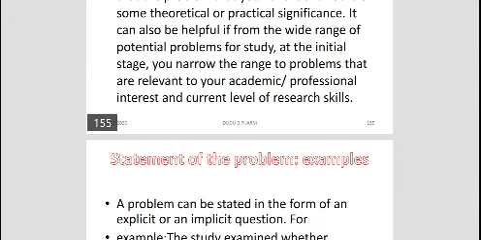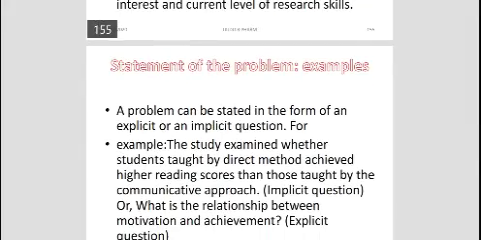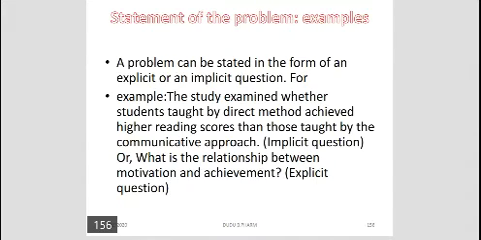If you can't construct this problem statement, you cannot write a good statement of the problem, or you cannot extract a good statement of the problem from the problem that you have seen. It's very difficult when it comes to writing your research proposal, or you'll be hanging in whatever you're planning to do. So, a problem can be stated in the form of an explicit or an implicit question.